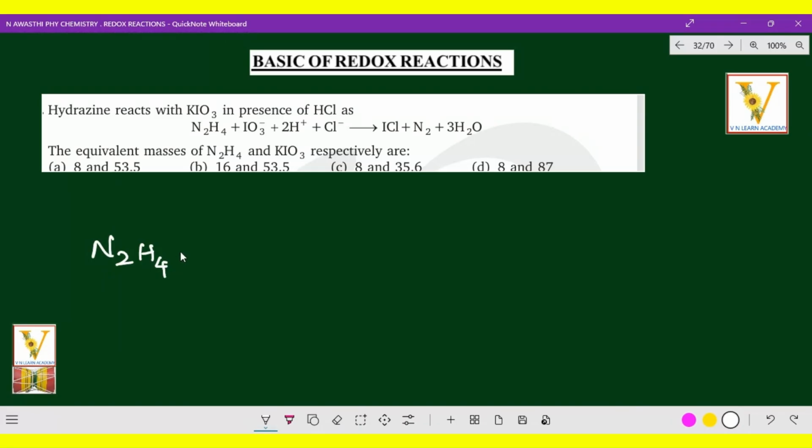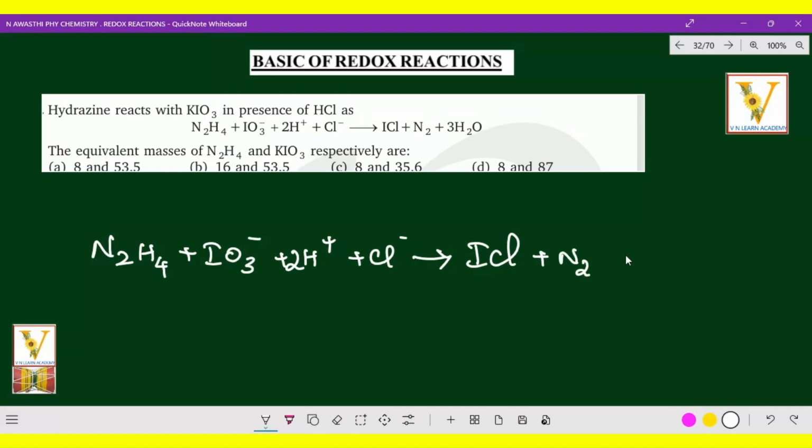N2H4 hydrazine plus IO3 minus, that is KIO3, the ionic equation they have given, plus H plus ion, it is acidic medium. So this is 2H plus they have given, plus Cl minus. So we are getting ICl plus N2 in elemental state plus 3H2O. See here, 3 oxygens, 3H2O. However many oxygens are there on the left hand side, that many water molecules. That many oxygens are there on the right hand side. The right hand side is the product side, the left hand side is the reactant side.